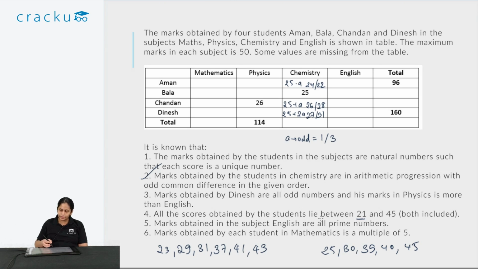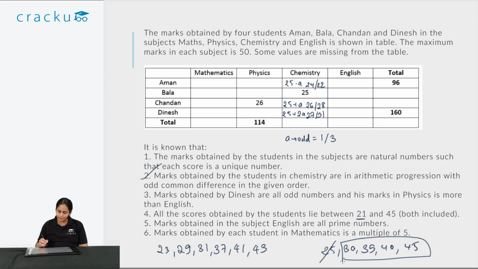Since 25 is already the marks in chemistry, we can remove that. 25 can't be the marks in mathematics again because all marks are unique numbers. So these 4 marks in mathematics have to be these 4 marks in some order, that is 30, 35, 40 and 45. Okay.